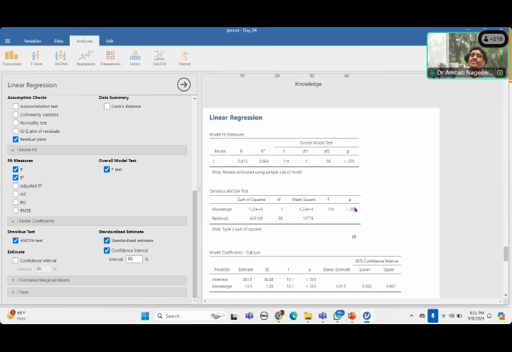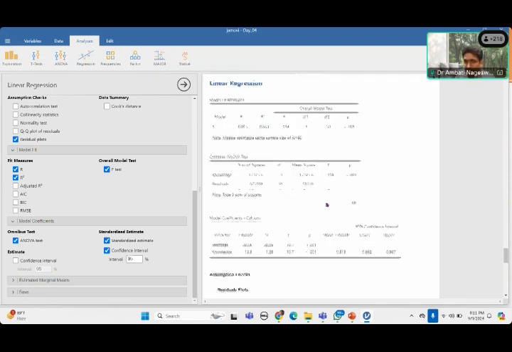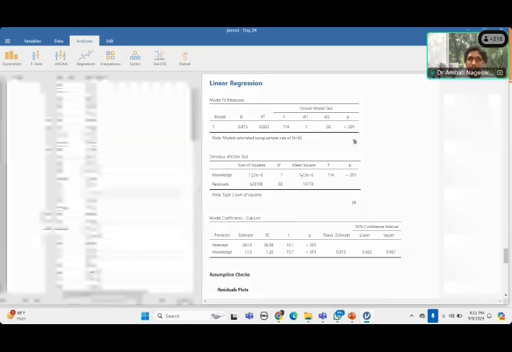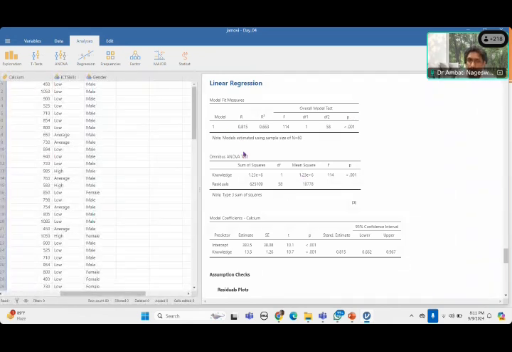If the value is less than 0.05, it means there is a significant relationship between knowledge test score and calcium intake. Let me summarize it briefly. For the PhD scholars and the students who want to write a report, we need to take three or four important values. First one is relationship, that is the correlation test value. It indicates that there is a high positive correlation between knowledge test score and calcium intake.